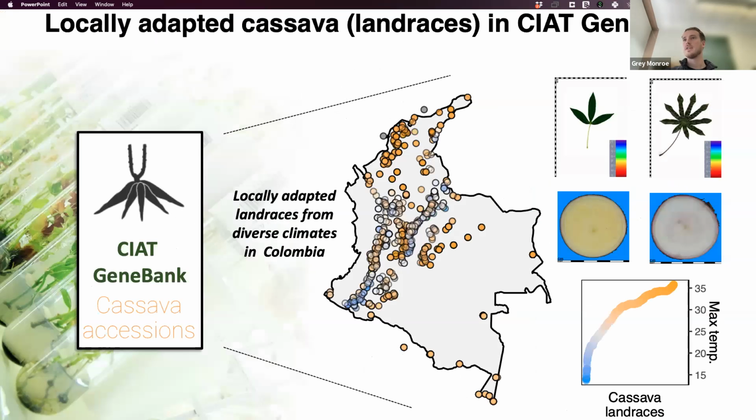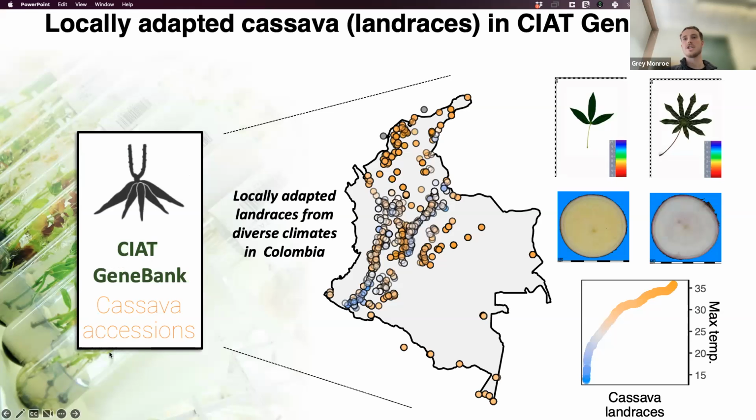We have a project in collaboration with the International Center for Tropical Agriculture. This is a facility that is located in Palmyra, Colombia. They have a gene bank, that means that they have, in the background, you can see these little test tubes. These are all different cassava plants that are maintained. They have to maintain them live in these collections.